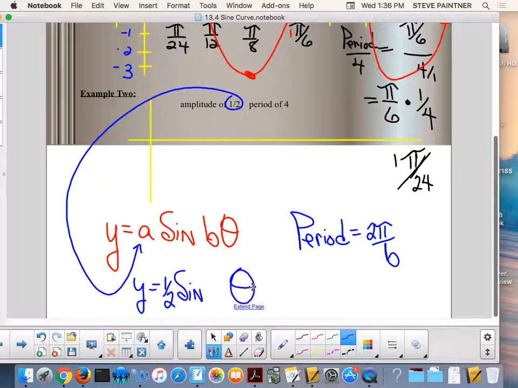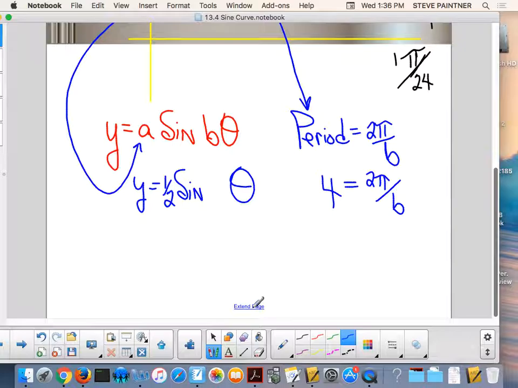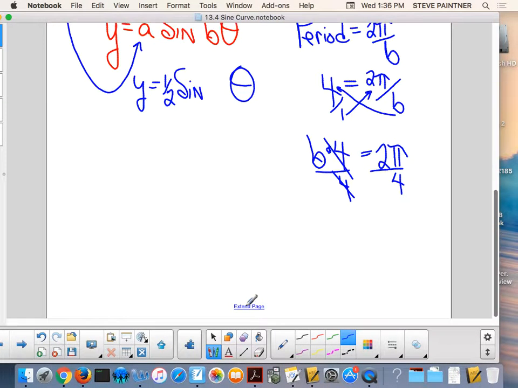All right, you guys. I wrote the formula. I was hoping you'd look and say, oh, the period's what? 4. Put 4 in for the period. Set it equal to 2 pi over B. And what you're looking for is what? B. So again, that's a proportion. Cross multiply. This is 2 pi. This is B times 4. You're solving for B. Divide by what? 4, and the 4's cancel. B is half a pi.